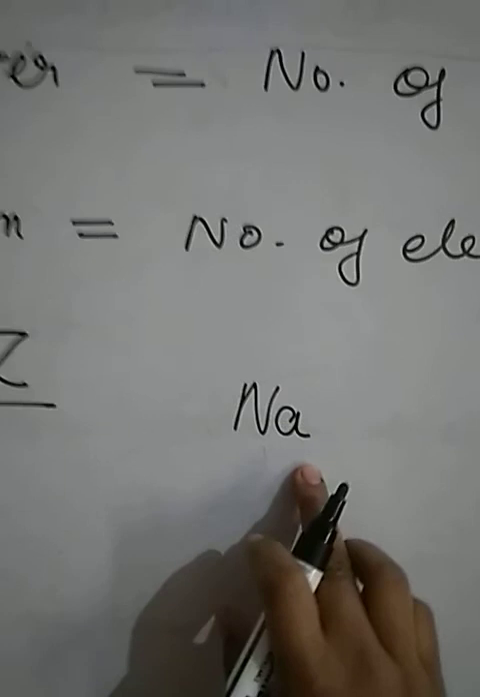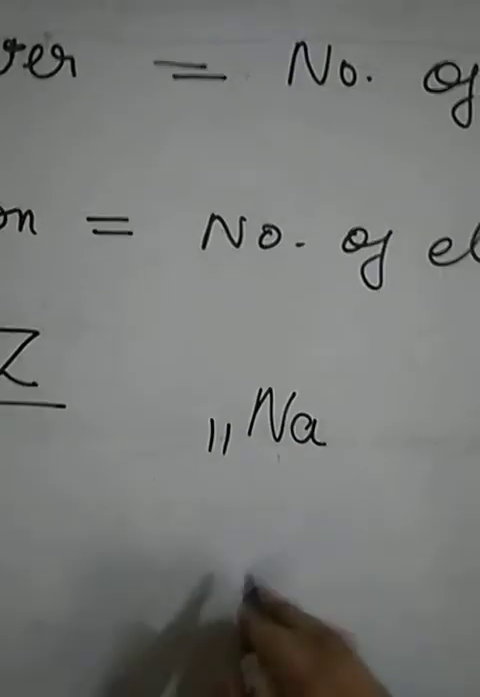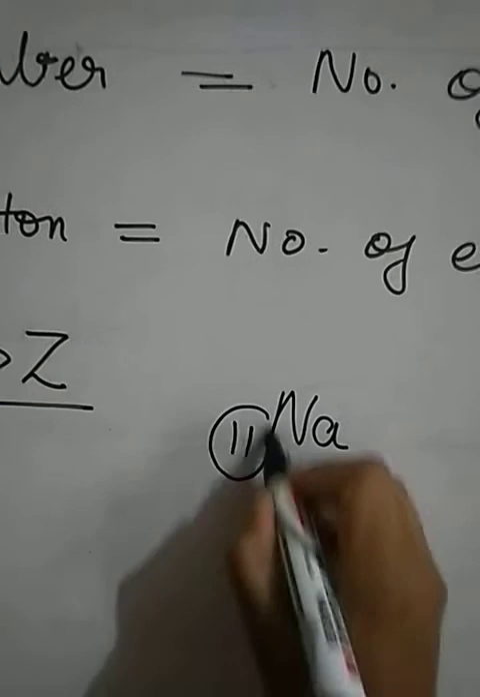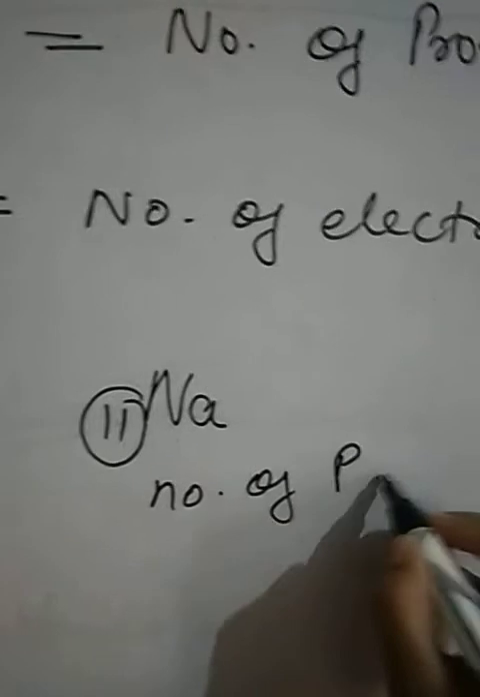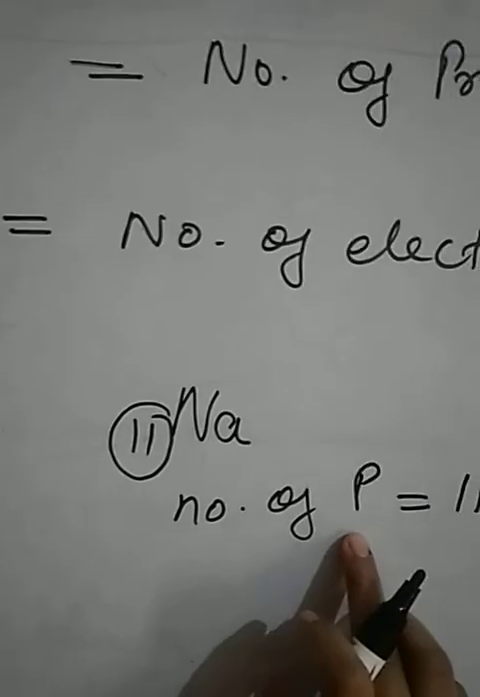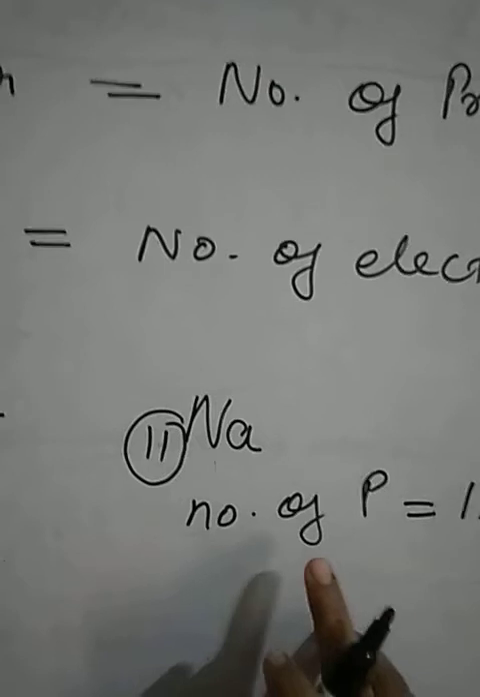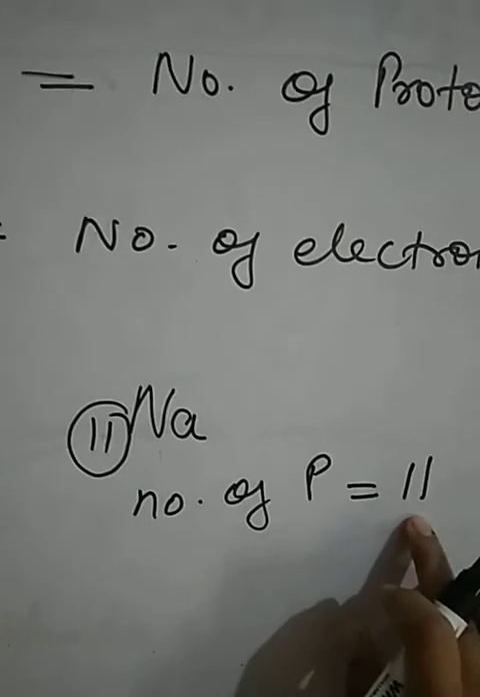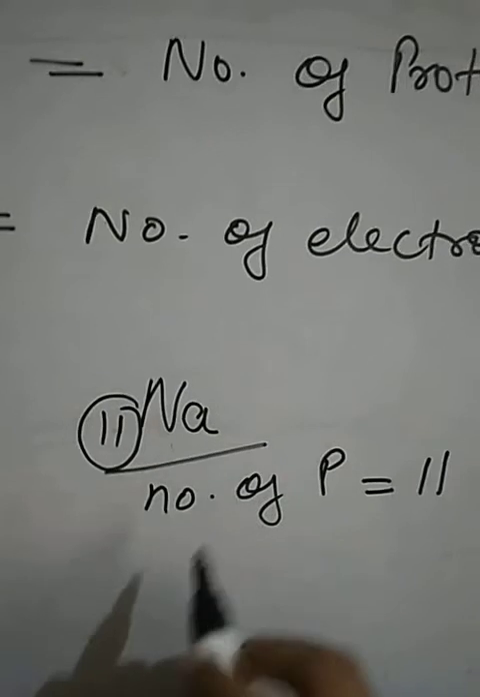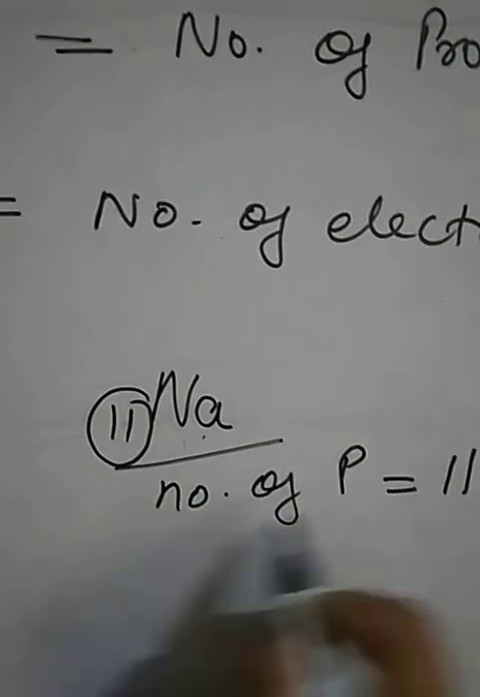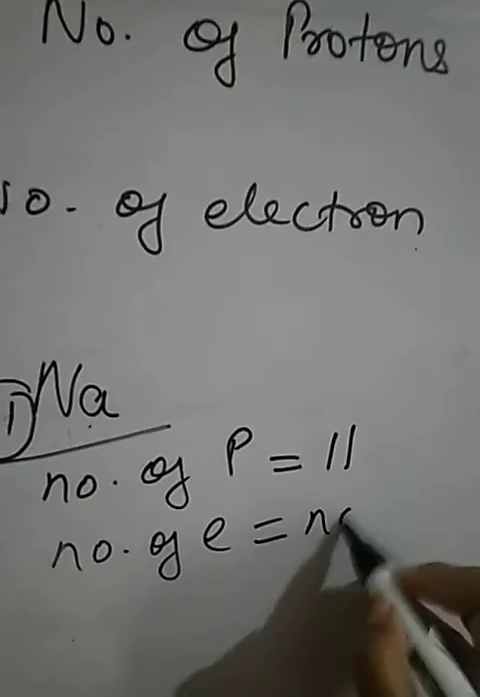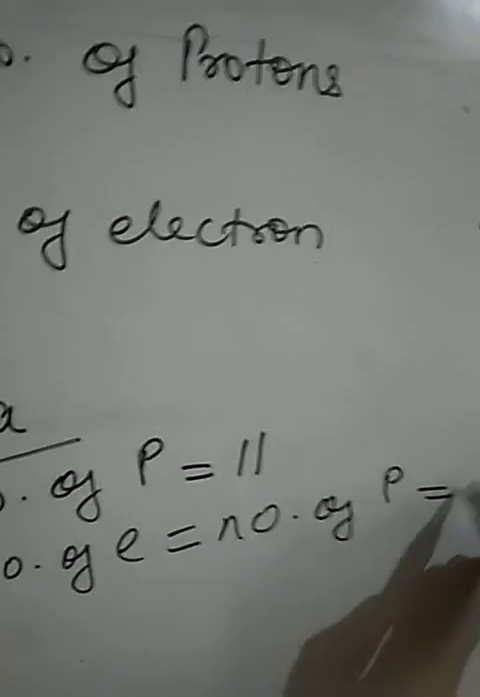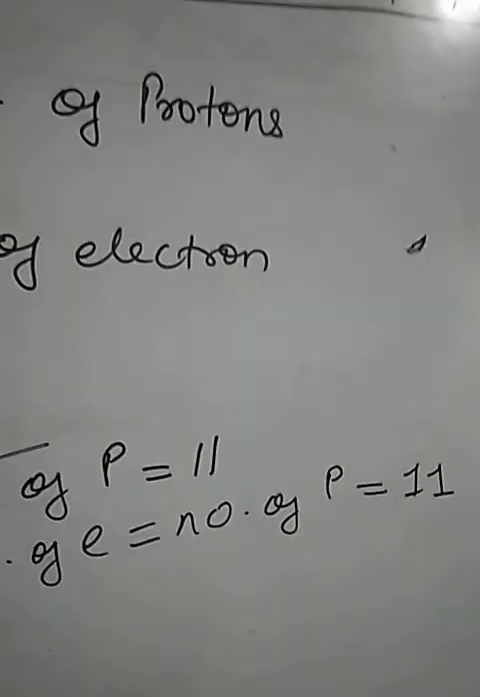For example, if you are talking about the sodium atom Na, whose atomic number is 11. By this atomic number, it is very clear that the number of protons is 11, because the number of protons is equal to the atomic number. And in a normal atom, the number of electrons is equal to the number of protons. It means the number of electrons will also be equal to 11.